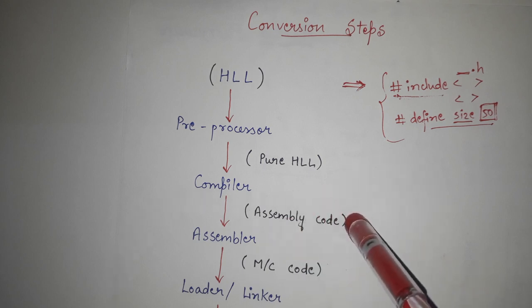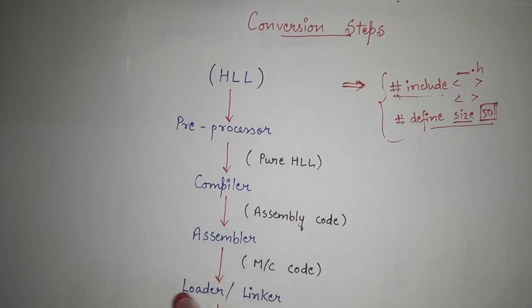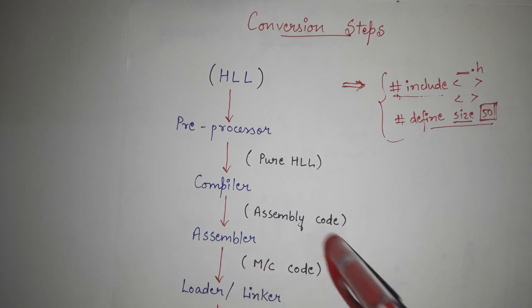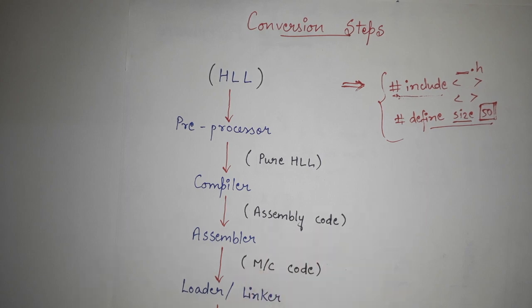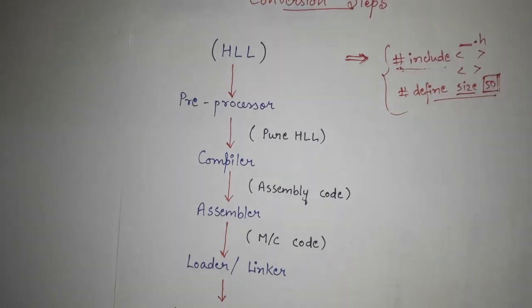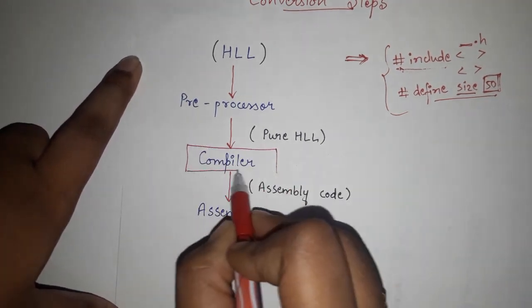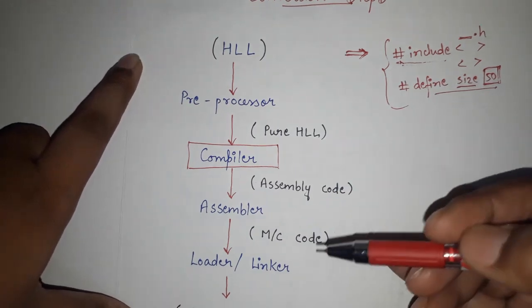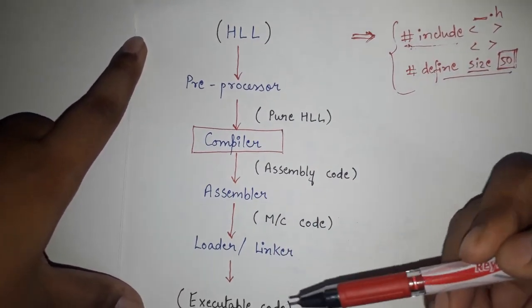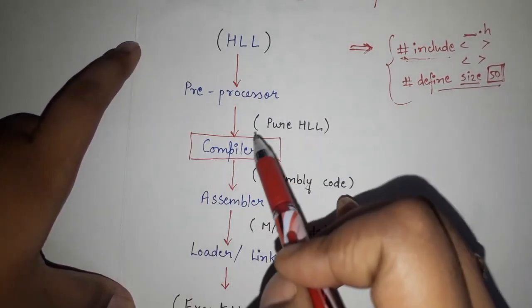Now this assembly code will go into the assembler. Assembler will convert this assembly code to machine code, and then we are having linker loader. This linker loader will take this machine code and it will give executable code. At last this linker loader will finally give the executable code that will be easily executed by the machines or computers. So basically in this subject of compiler design, we are mainly concerned about this compiler. This is the whole phase that I have told you, to convert high level language into low level language or executable code. But among all these steps, we are interested in this area, that is compiler.